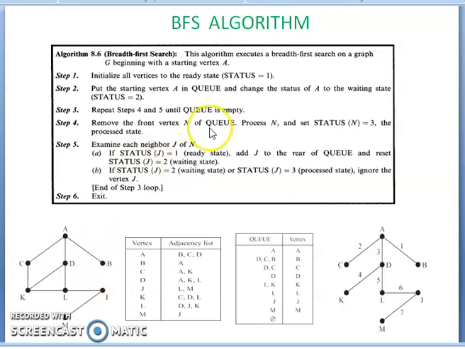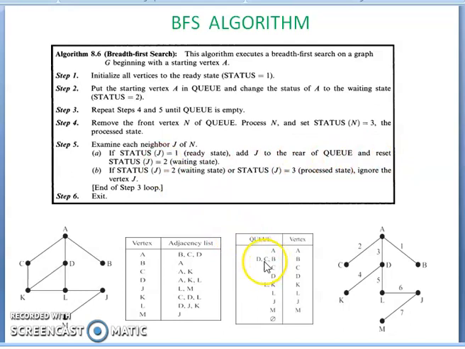What is the status of B? It is 1, so add B to the queue and change its status value to 2. Initially B, C, D all have status value 1. What is the next neighbor of A? C. Again verify the status of C, initially 1, and add C to the queue by using the rear pointer, and reset its status.